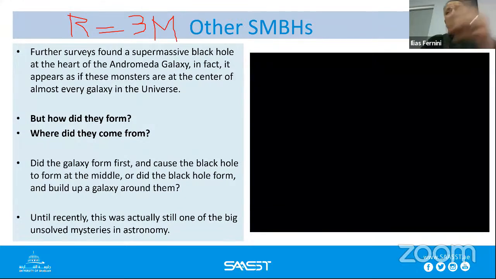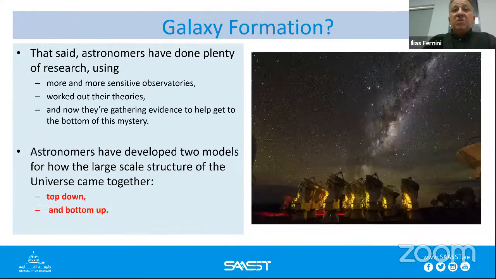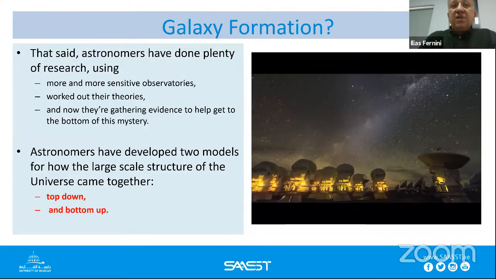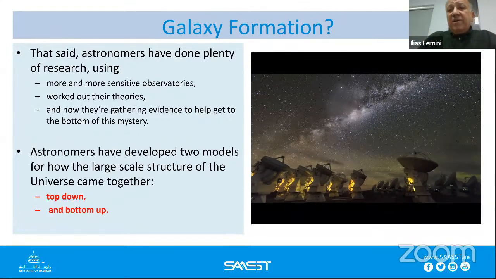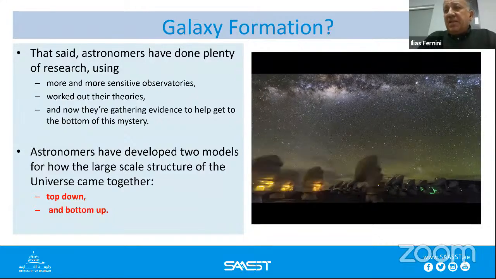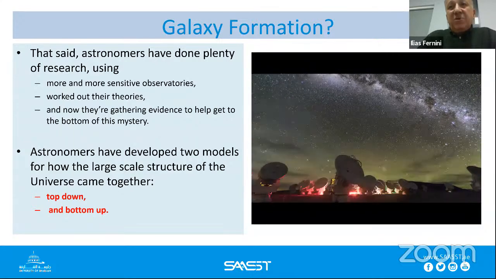Okay, so we can explain the formation of these black holes, but how about those supermassive black holes with masses of millions and also billions? We need to solve this mystery. How can they form? And this will bring us to our subject, galaxy formation. Using our tools, especially now that we're getting more and more sensitive observatories, and our physical theories built upon good physics, astronomers are gathering the evidence to get to the bottom of this mystery. How can we form such supermassive black holes? And also how can we form a galaxy in the first place?